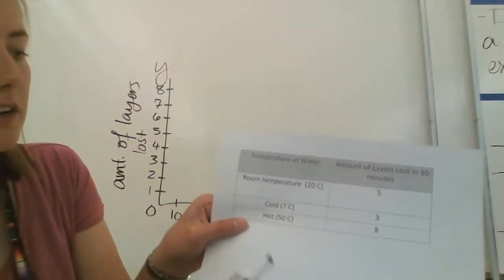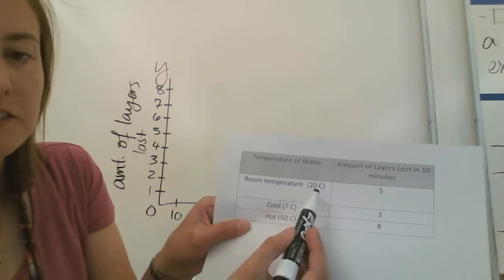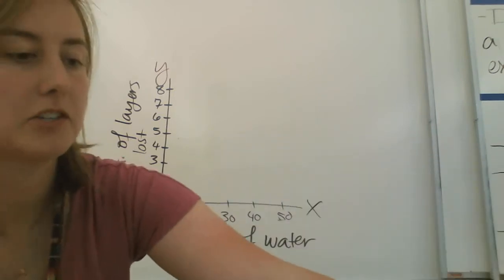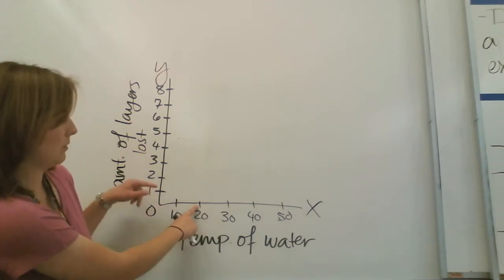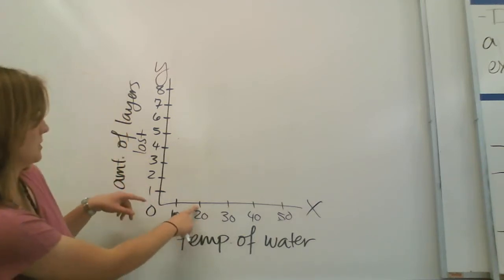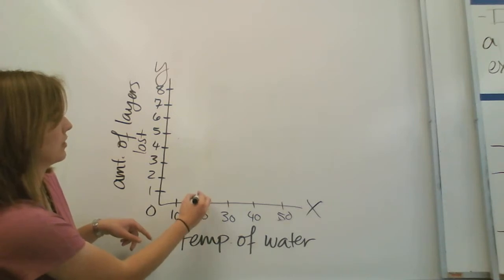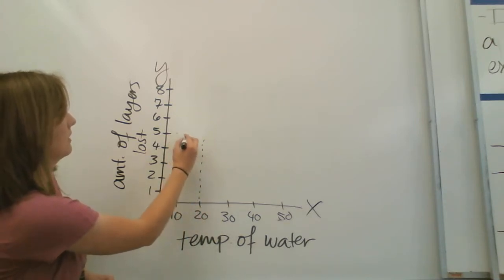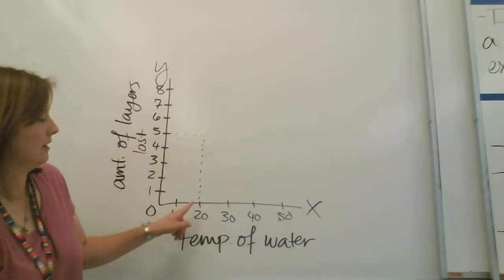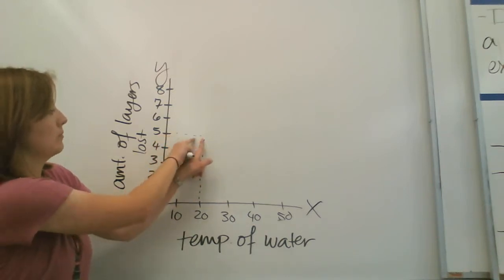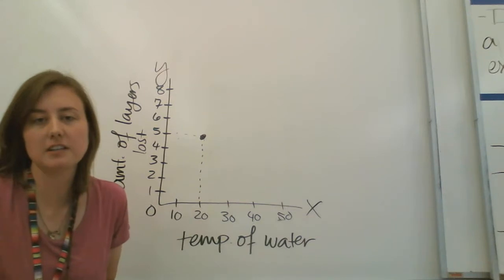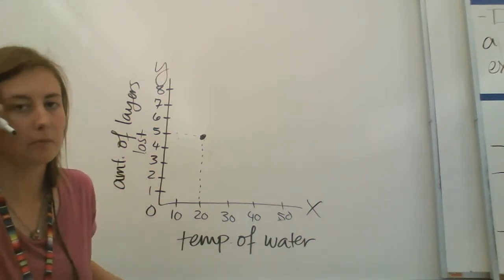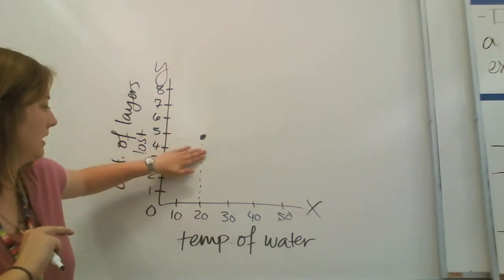So my first point, I've got 20 degrees Celsius and it lost 5 layers. So I'm going to start at 20 on my x-axis, which is right there, and I'm going to go up to, how many? 5. I'm going to go up to 5. So I'm going to trace it up. I'm going to draw a dotted line so you can see what I'm doing. See how they meet there? I've got 20 traced up to where it meets 5. Then I'm going to make a dot there. You don't need to draw these dotted lines. I just draw them so you can see what I'm doing, okay? But you don't need those.